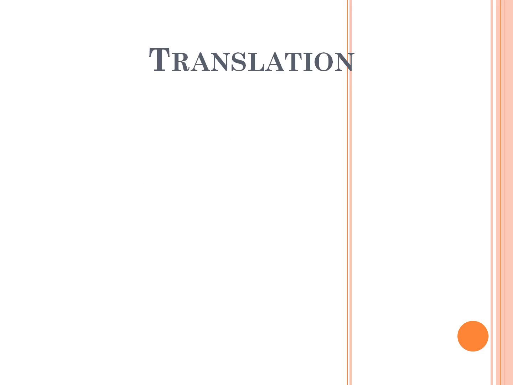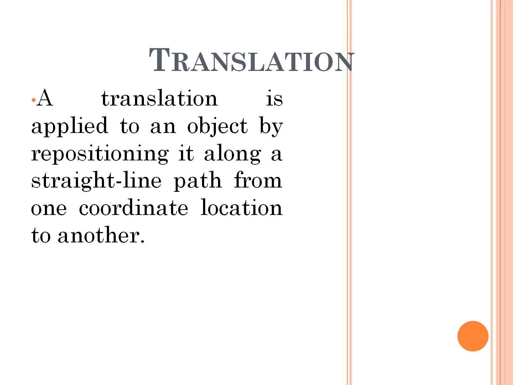Now the first basic geometric transformation is translation. Before getting into the definition of translation, think about what would be there in translation. Suppose you want to shift an object from one position to another along a straight line. It means if we want to shift the coordinates of the object or reposition the object along a straight line, we need translation.